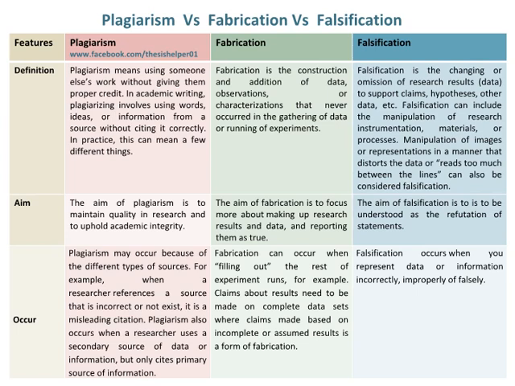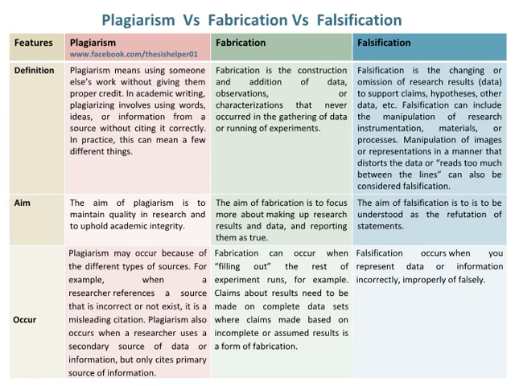also be considered falsification. The aim of plagiarism is to maintain quality in research and to uphold academic integrity. Whereas the aim of fabrication is to focus more on making up research results and data, and reporting them as true. Whereas the aim of falsification is to be understood as the refutation of statements.